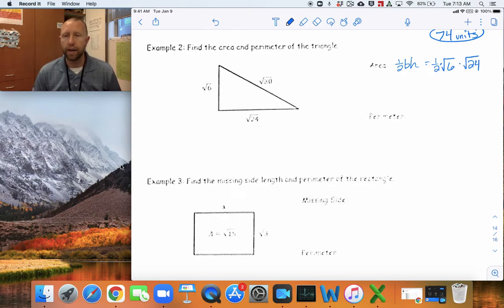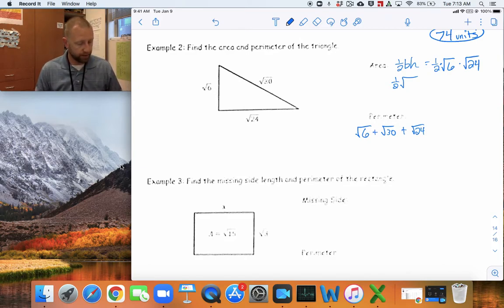For the perimeter, we're going to go ahead and do radical 6 plus radical 30, I believe that is. It's kind of not showing up so well on this iPad right now. Plus radical 24. So just add up all the sides. And then we just go ahead and do what we know how to do, right? I know when I'm multiplying radicals, I can leave what's in front out in front and then put those two numbers that are inside the radicals together.